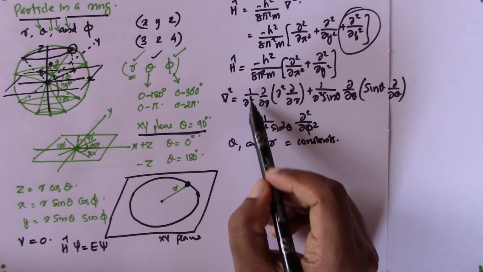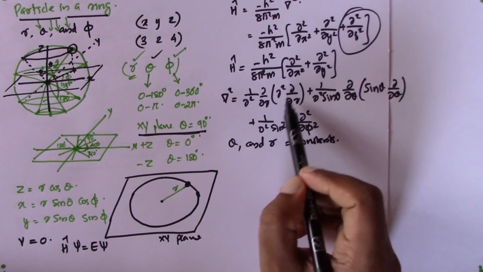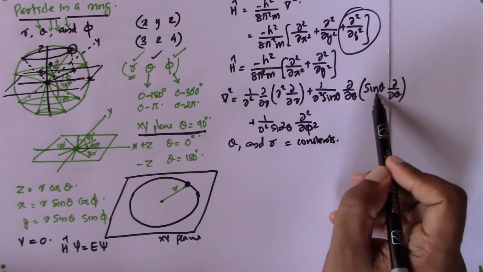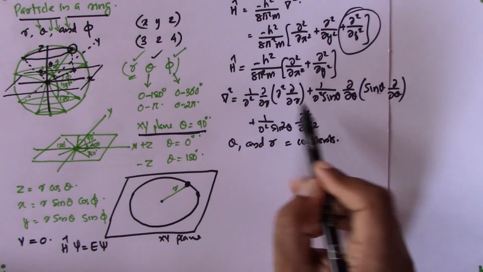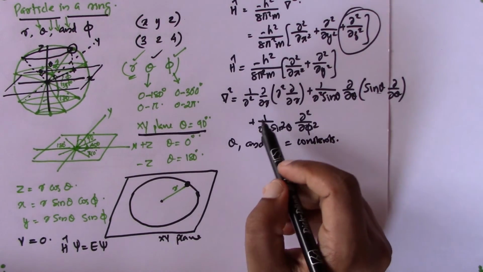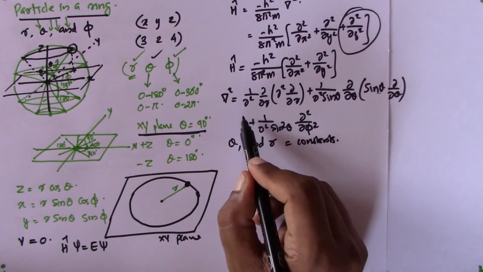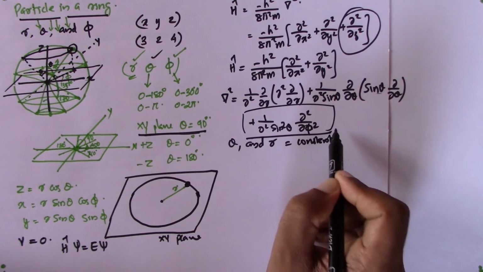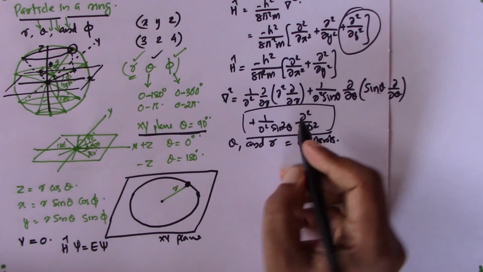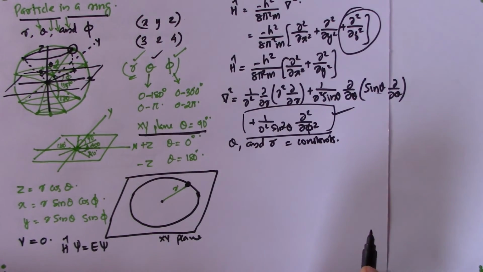Means first terms here, this is ∂/∂r of something, here is ∂/∂θ of something. So these two terms can be omitted. So in our case, the only part remaining is 1/(r² sin²θ) ∂²/∂φ². This part only will be remaining in our case.